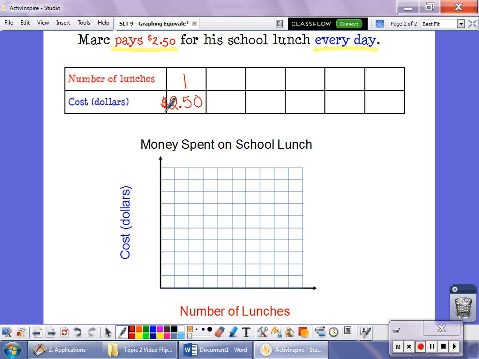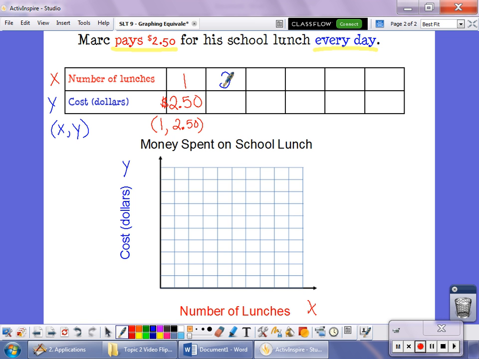Now, if I were going to write that as an ordered pair, again, we have to look down at our graph. Our x values going along the bottom here are my number of lunches. So this is x. My y values going up my y-axis is the cost. So when I write this ordered pair, x is going to come first, so my number of lunches first, and then my cost will be second. So the first thing I want to do is fill out our ratio table. Then we'll go back and make our graph.